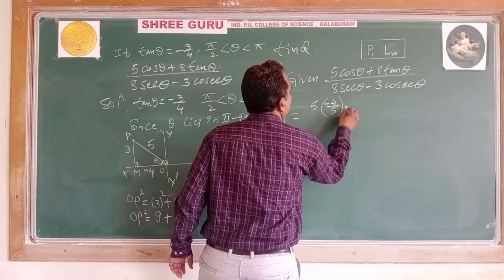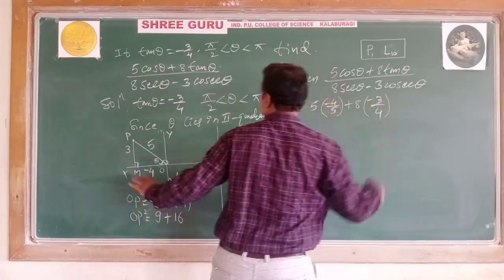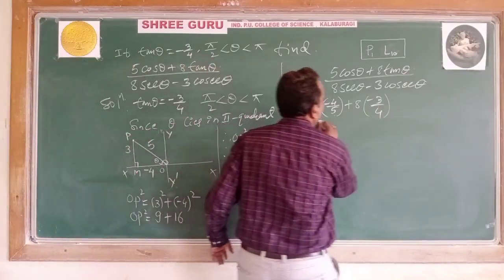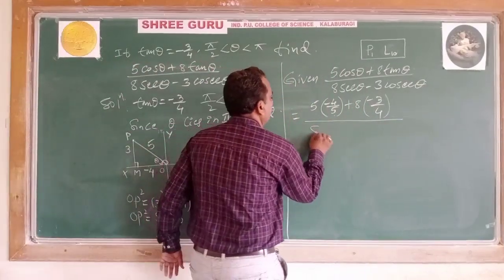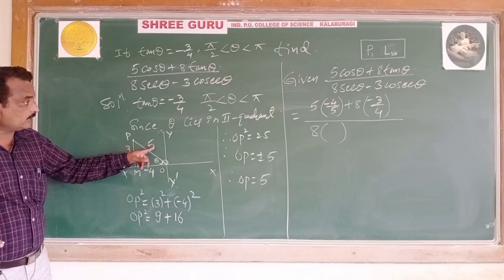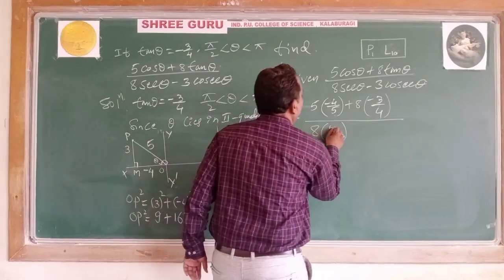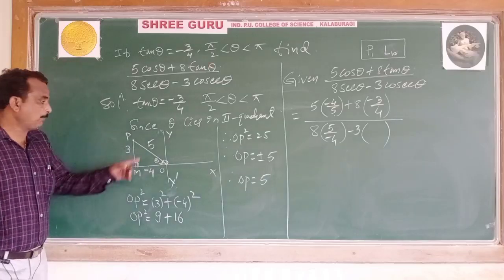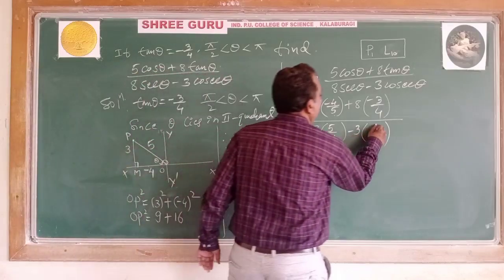That is minus 4 by 5, plus 8 into tan theta. Tan theta is opposite by adjacent side, 3 by minus 4, which is again minus 3 by 4. You may read 3 by minus 4 as minus of 3 by 4. Then 8 times sec theta. Sec theta is hypotenuse by adjacent side, that is 5 by minus 4. Minus 3 times cosecant theta. Cosecant theta is hypotenuse by opposite side, that is 5 by 3.